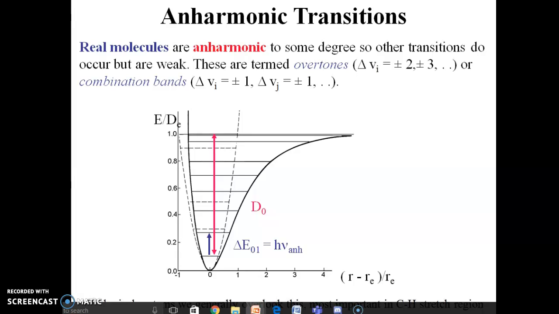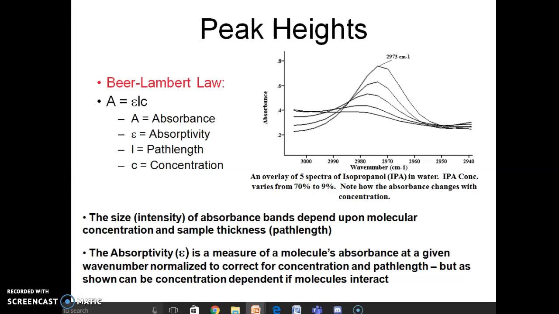This is the curve for the harmonic case. For harmonic transitions, the curve is parabolic. For anharmonic, it deviates slightly from the parabolic curve. This is the energy E versus R minus R_e, where R is the bond length and R_e is the equilibrium bond length. Thank you.